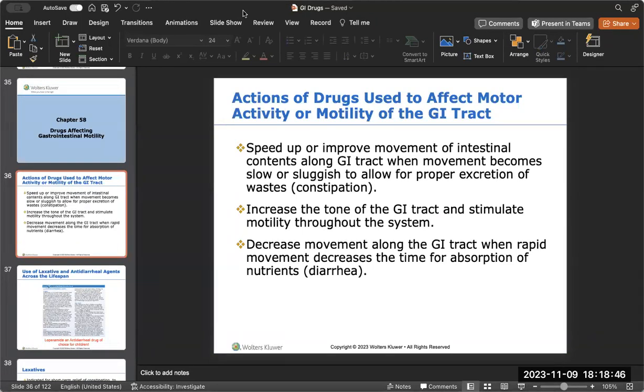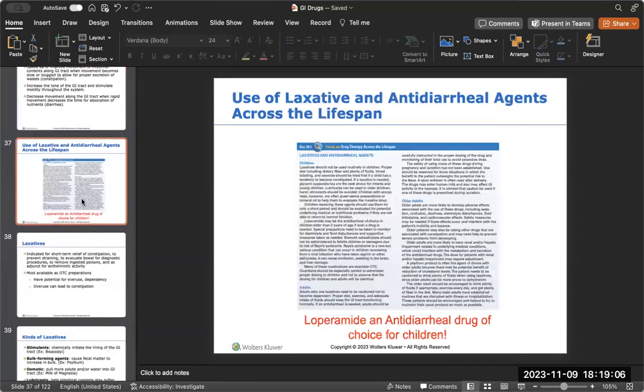So one of the most common problems we have is constipation, right? A lot of people get constipated and they take laxatives. Or a lot of people have diarrhea from an upset stomach or getting sick, and we need to treat those things because diarrhea can cause electrolyte imbalances, okay? So we have different medications that work in those different places. Now, this is a summary of all the drugs like laxatives and antidiarrheals that we can use, but I just wanted to point out that loperamide is an antidiarrheal drug of choice for children.